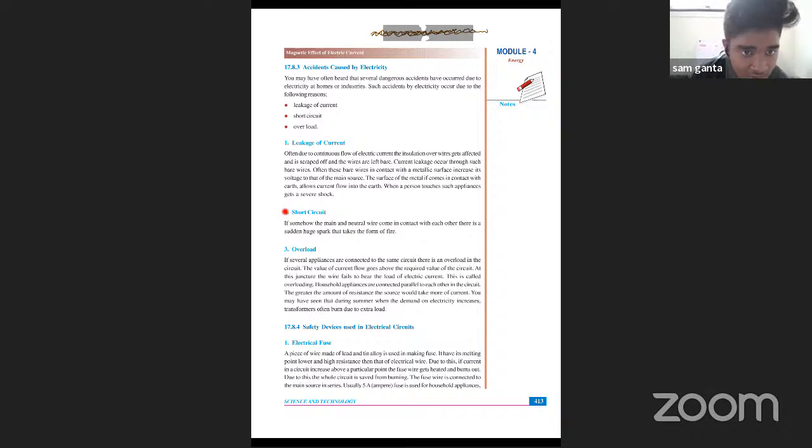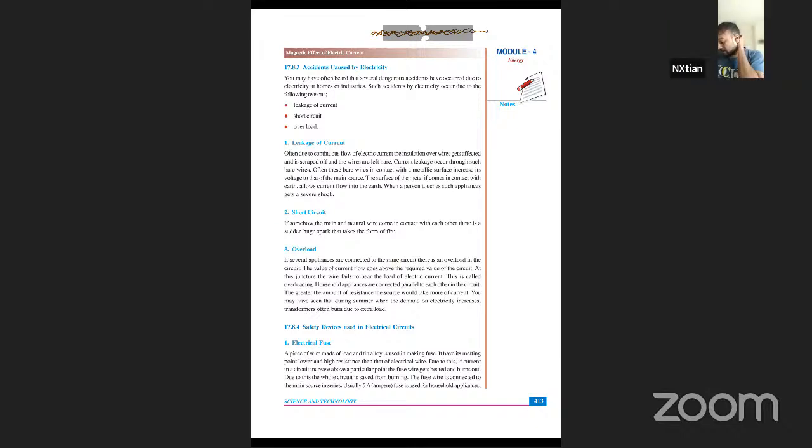Mechanics increases voltage to that of a main source. The surface of the metal, if it comes in contact with the earth, allows current to flow through the earth. When a person touches such appliances, they get a severe shock. Next, please. Short circuit: if somehow the main and the neutral wire come in contact with each other, there is a sudden huge spark that takes the form of fire.